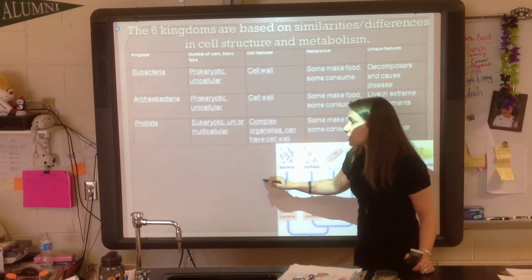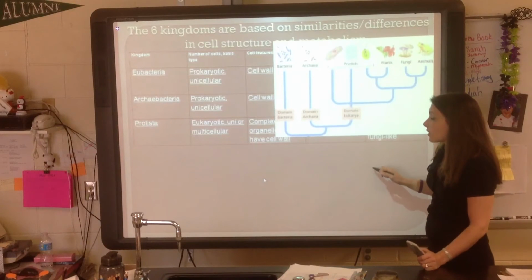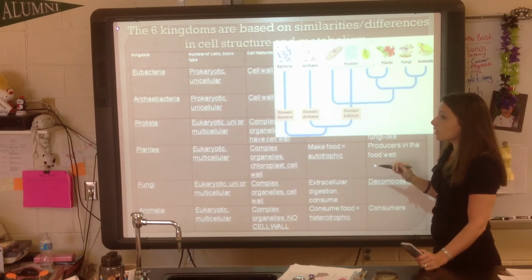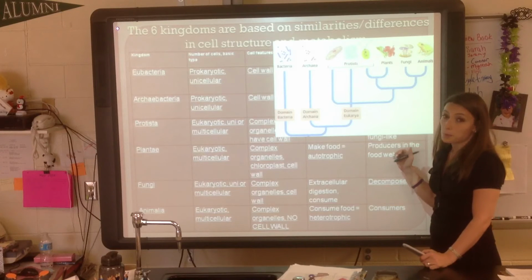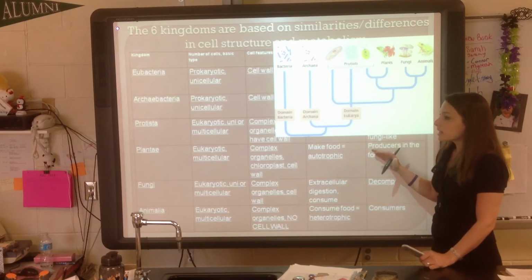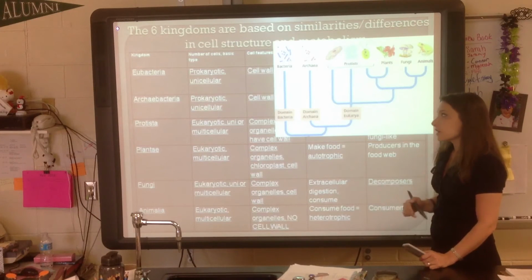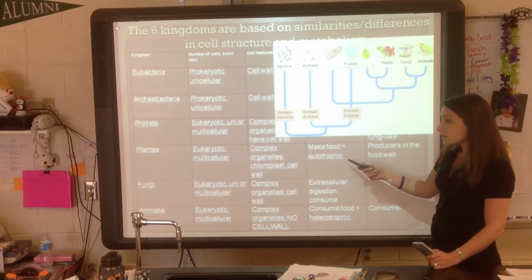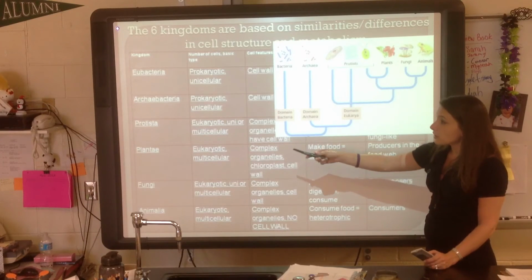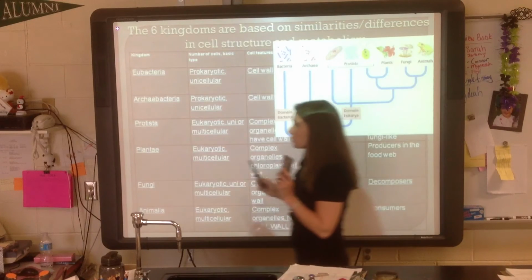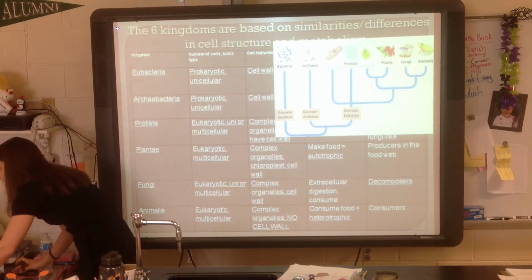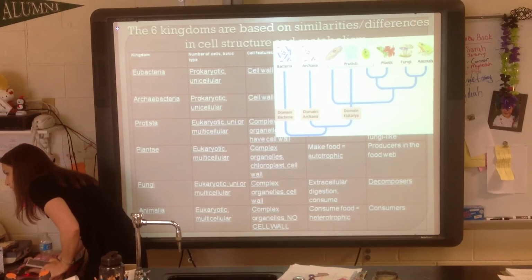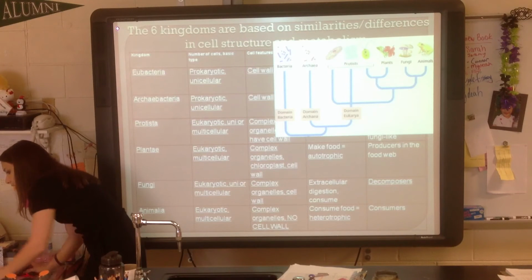The last section is on the three kingdoms that you're probably most familiar with: plants, animals, and fungi. And so Plantae is going to be eukaryotic. If you'll remember, protists, plants, fungi, and animals are all going to be eukaryotic. They come from the domain Eukarya, and so they are all eukaryotic.